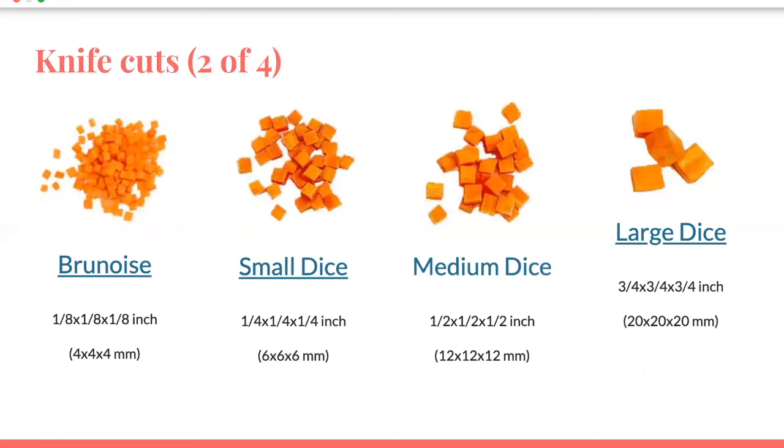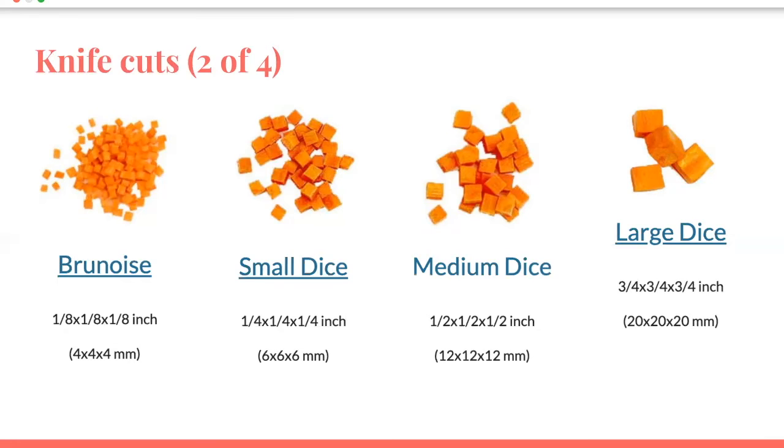Next shape is cube. The first cube is brunoise. Brunoise is the smallest dice and one of my favorites. This is the julienne method cut down into tiny squares. This dice is great for garnish and salad. I especially love this dice when preparing stir-fried rice or Korean egg roll.